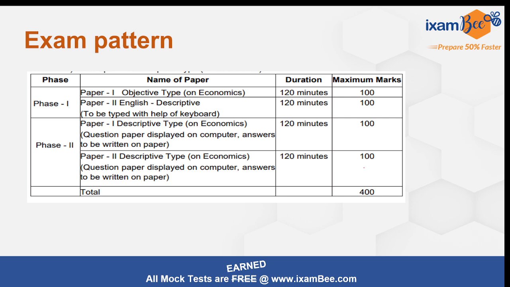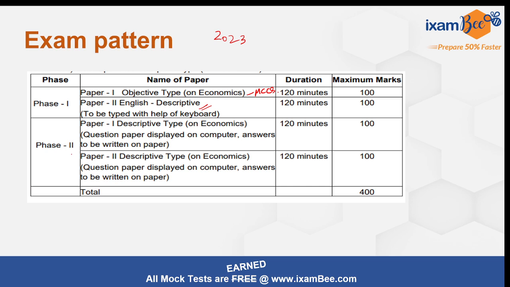Coming to today's discussion, which is the exam pattern. This is this year's current exam pattern for 2023. Your exam is divided into 2 phases. Phase 1 will have 2 papers. The first paper is related to economics, objective type in nature, that means this will be an MCQ based exam. The second paper will be descriptive English. This you have to type using a keyboard. The answers have to be typed. So this together will make your phase 1.